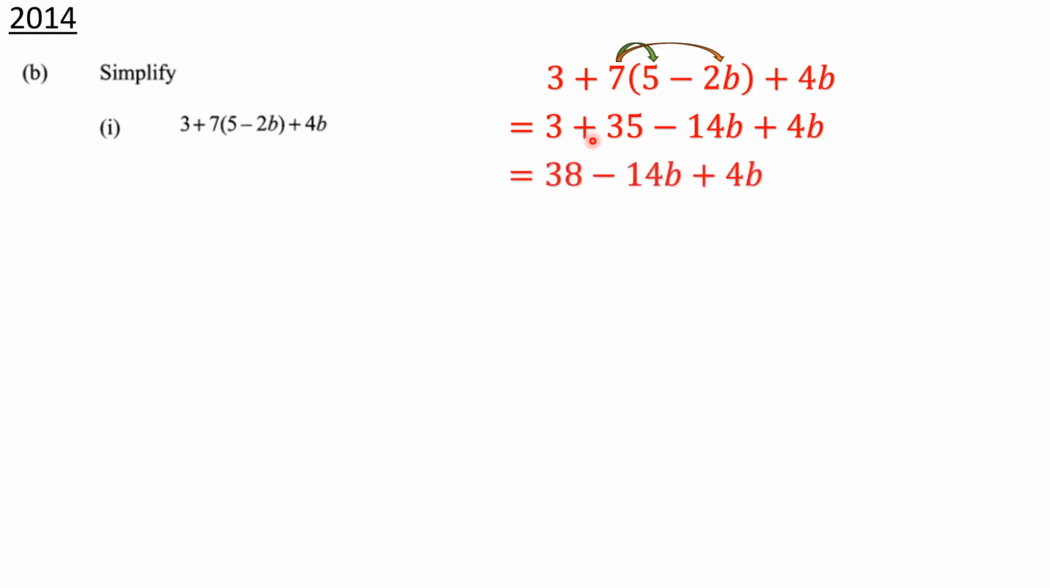What is 3 plus 35? 3 plus 35 is definitely 38. And what is negative 14b plus 4b?